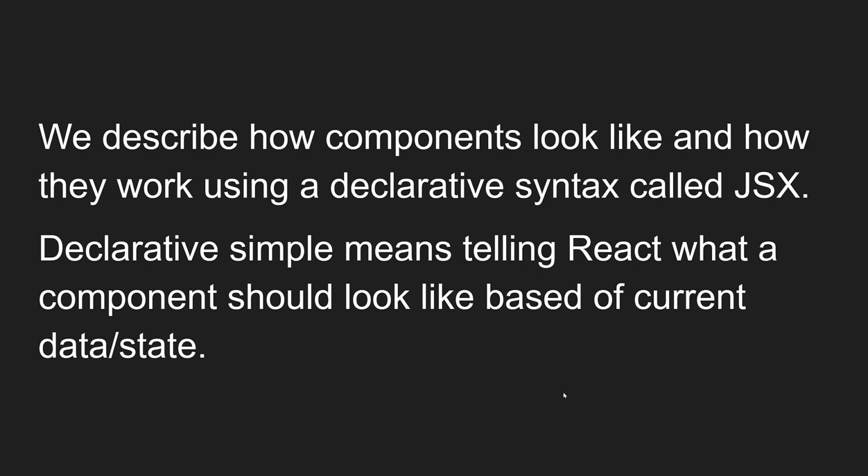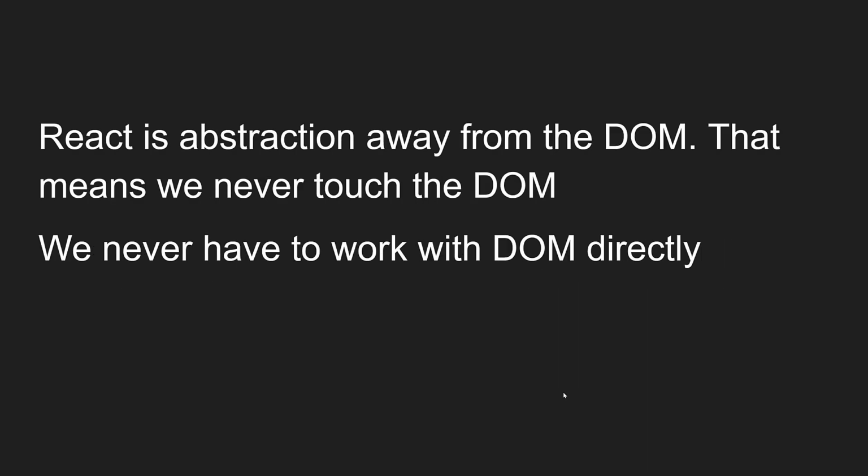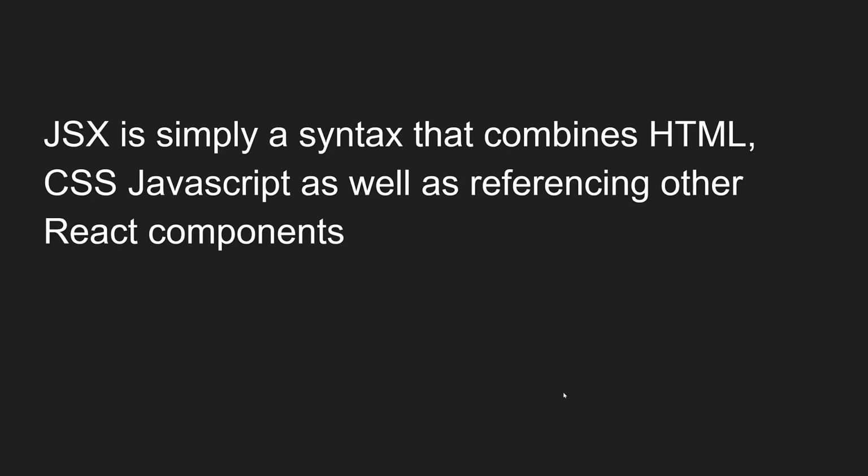Declarative simply means telling React what a component should look like based on the current data or state. So we are telling React how the component should look based on the current state or data you have. React is an abstraction away from the DOM. That means we never touch the DOM, which is also one important thing. So by using React, we never have to work with the DOM directly. JSX is simply a syntax that combines HTML, CSS, JavaScript as well as referencing other React components. So this is the syntax.